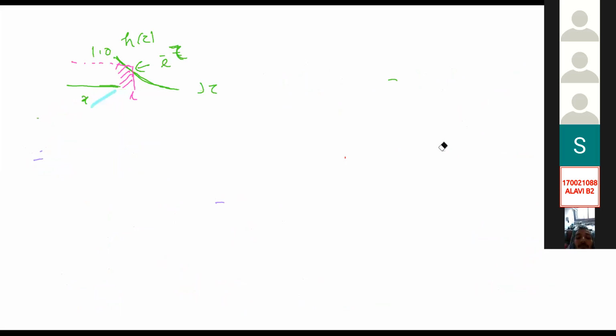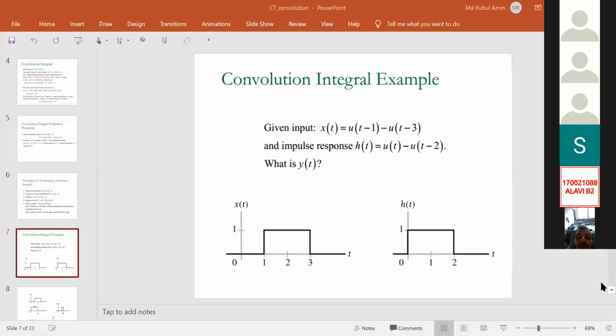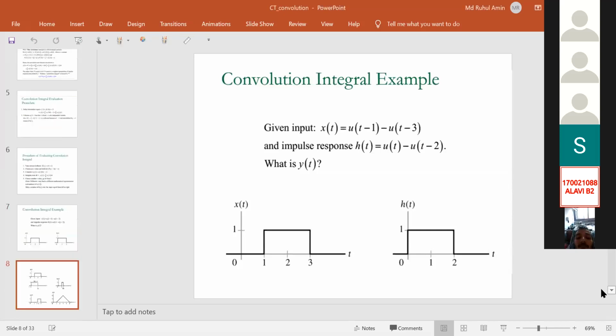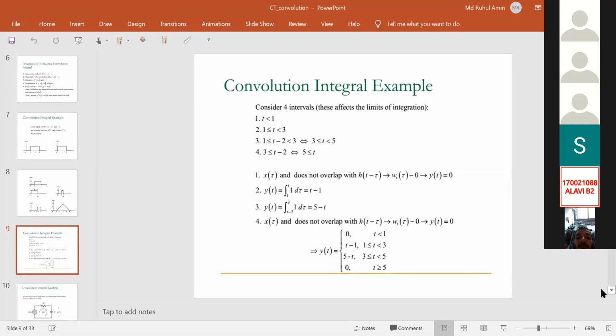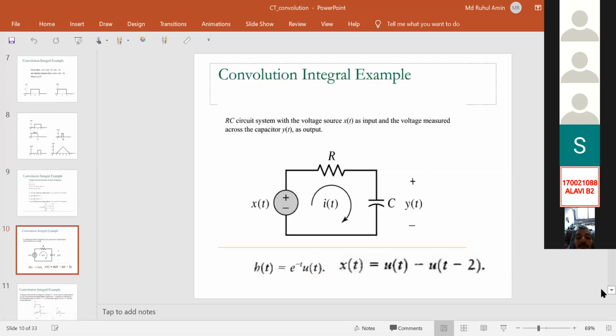Now, although we are using graphs just to illustrate the integral, without using the graph you can also evaluate it mathematically if the equations for h and x are available. Now, what is left then? Okay, we have illustrated this thing. Then all the results are there, and the RC circuit is there.